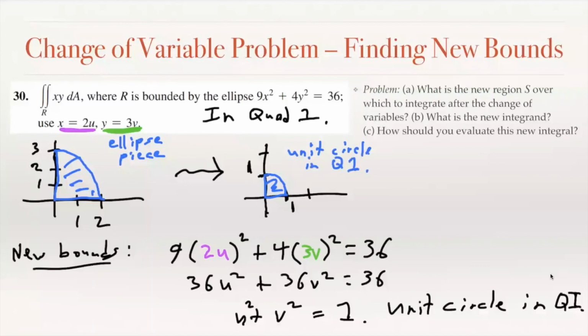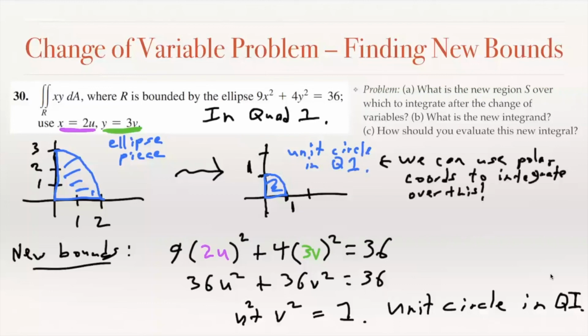And integrating over the unit circle is much more pleasant because we can use polar coordinates here. In particular, this means that r would be between 0 and 1, and theta would be between 0 and pi over 2. And you can see that that would give us much more pleasant bounds than trying to deal with an ellipse. So now it's just a matter of computing the Jacobian, and we'll be good to go.